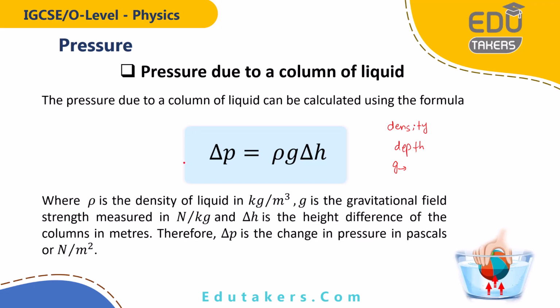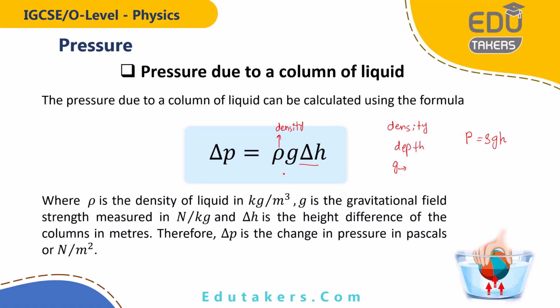Here you can see the formula. Delta P is basically the change in pressure. It is equal to the product of the density, the gravitational field strength and the change in depth. So I can also write P equals density times the gravitational field strength and the depth of the liquid, where rho shows the density and g is the gravitational field strength. Delta h is the height difference between the columns of the liquid and it is given in meters.